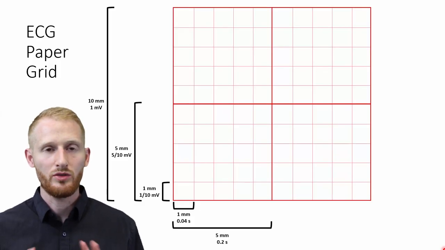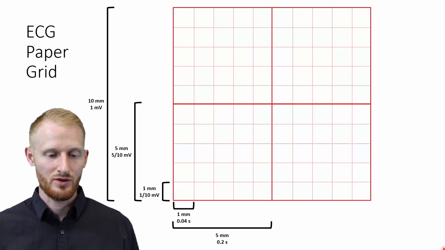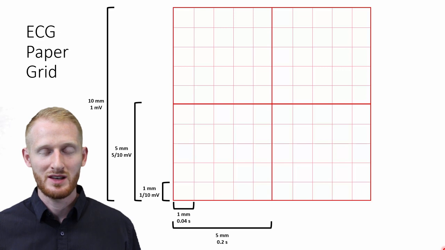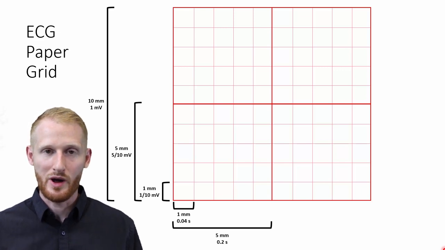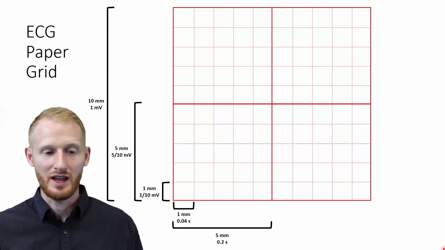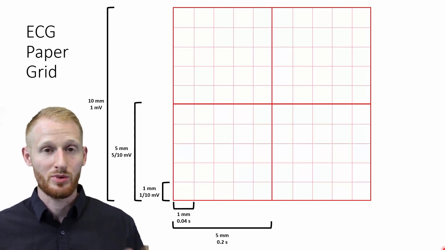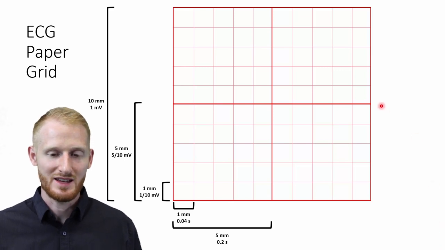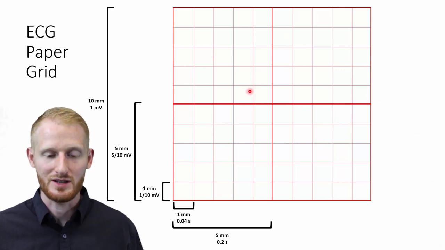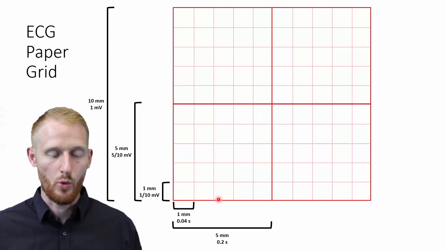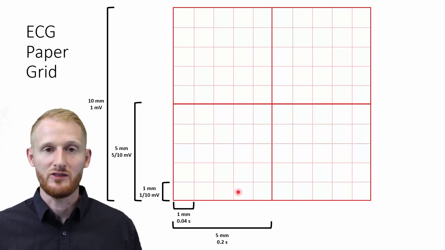Up until now, all the ECG tracings that I've shown, or really drawings of tracings that I've shown, have just been a line on a white background. However, that's not how it's done in real life. In real life, we print our ECGs onto what we call ECG paper, which has this grid pattern. Typically, it's a red grid, and it's 5x5, 1 millimeter blocks, and there's a bunch of these 5x5 blocks.